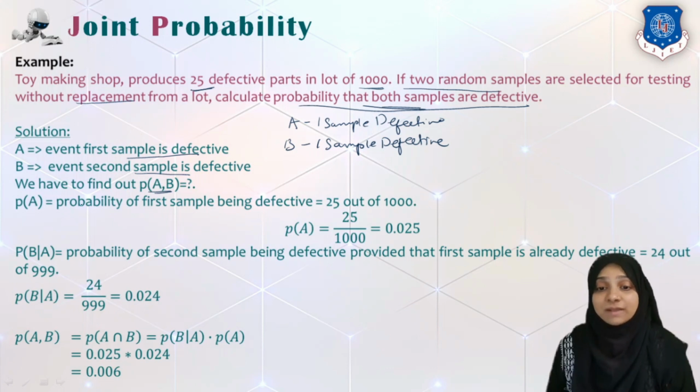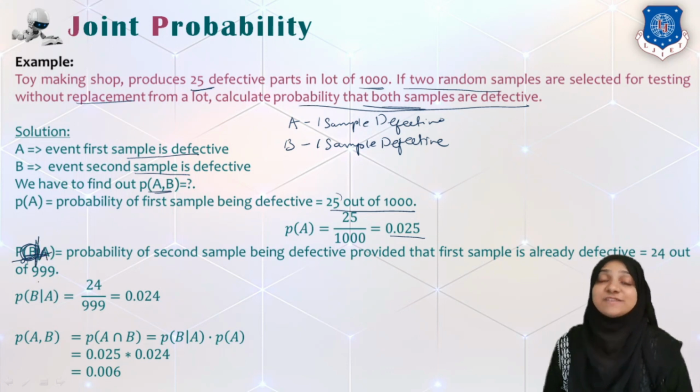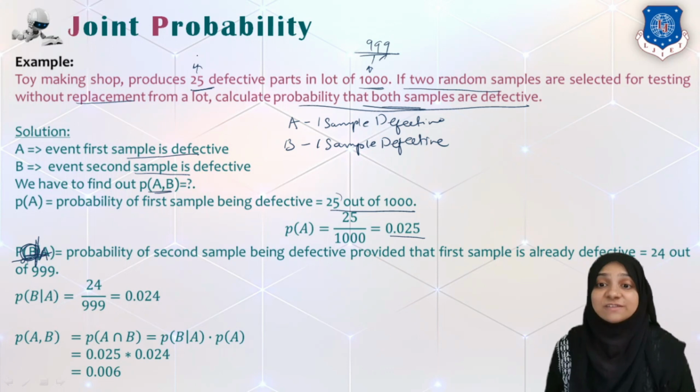Now what is P of A? That is the probability of the first sample being defective, which is 25 out of 1000. So P of A, 25 defective pieces out of 1000 pieces, is 25 divided by 1000, that is equal to 0.025. Now the probability of the second sample being defective provided that the first sample is already defective. If there are 1000 samples and we take out one, my total would be 999. And in total, if one defective piece is taken out, there will be 24 defective pieces.